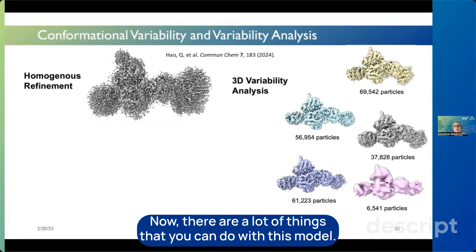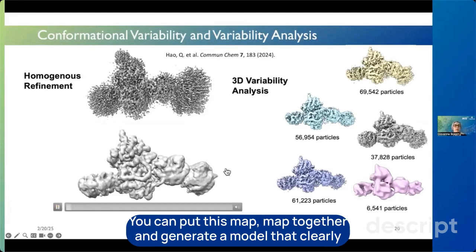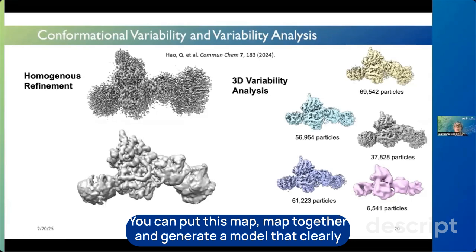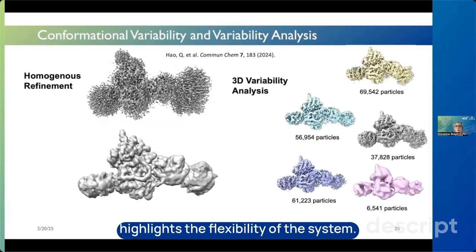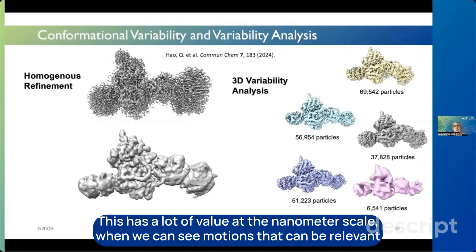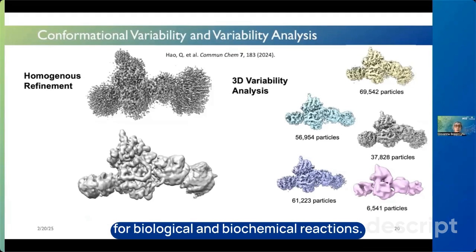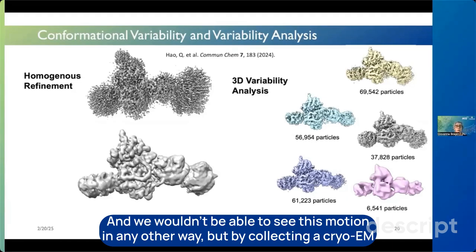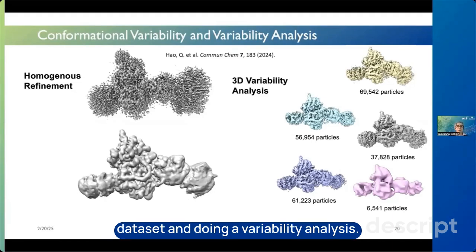Now, there are a lot of things that you can do with this model. You can put this map together and generate a model that clearly highlights the flexibility of the system. This has a lot of value at the nanometer scale when we can see motions that can be relevant for biological and biochemical reactions. And we wouldn't be able to see this motion in any other way but by collecting a cryo-EM data set and doing a variability analysis.